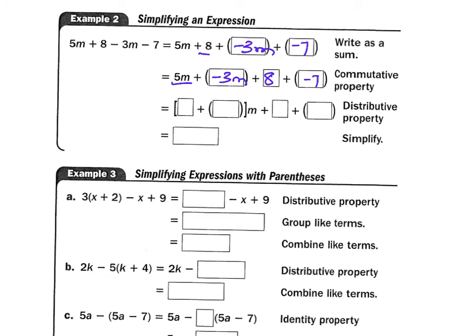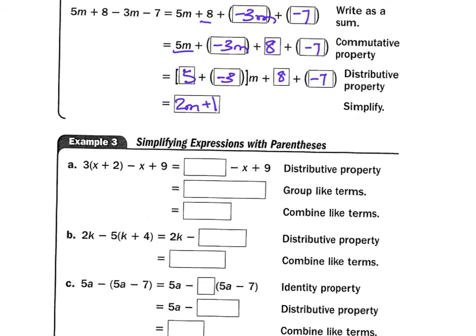Okay, so 5 plus a -3 is going to give us 2m, and 8 plus a -7 is going to give us plus 1. So we're just going to combine those that are alike. Okay?